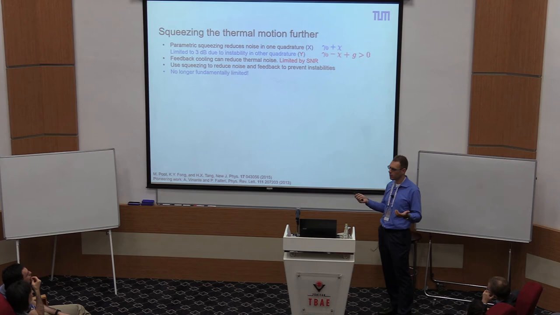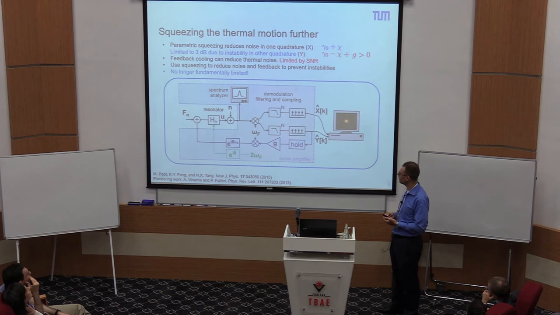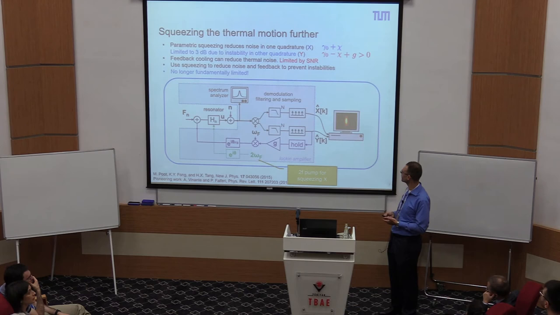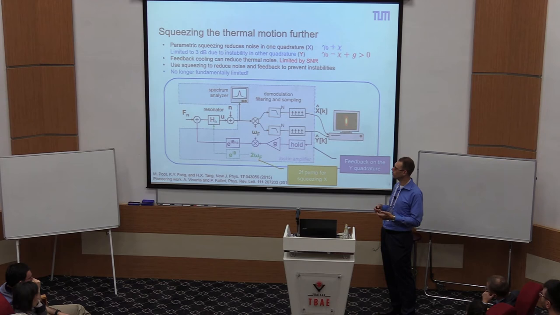So this is then a schematic of the experiment, where we have our resonator. You see it is driven by force noise, giving rise to the thermal motion here. But when we try to detect that, there's also the noise floor, as you can see here on this cartoon of the spectrum analyzer. That's this imprecision noise that we have. Here in green, we have the modulation at twice the resonance frequency. That is going to squeeze the motion. So instead of this one, we will get something like that. But then you also see the schematic here in blue. And this is the feedback that we do on the y quadrature. That's the one that was unstable.